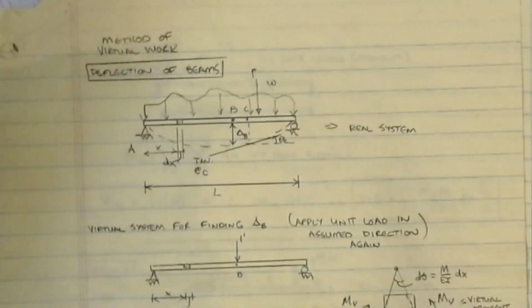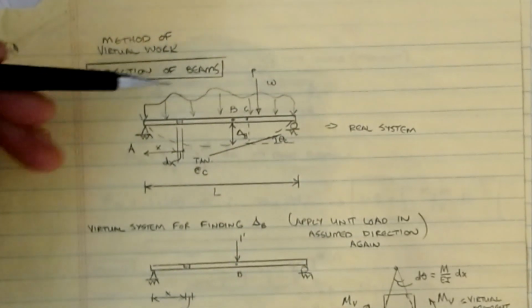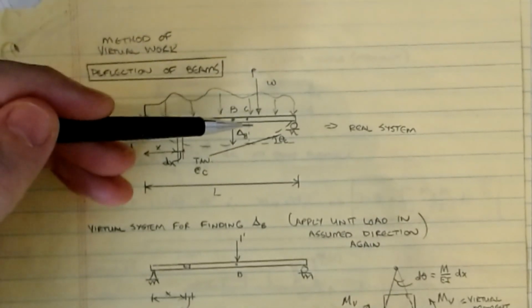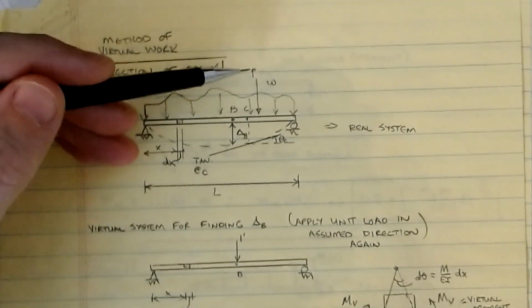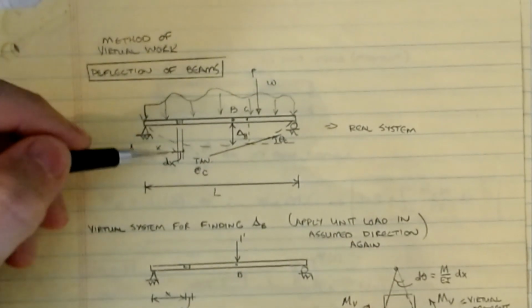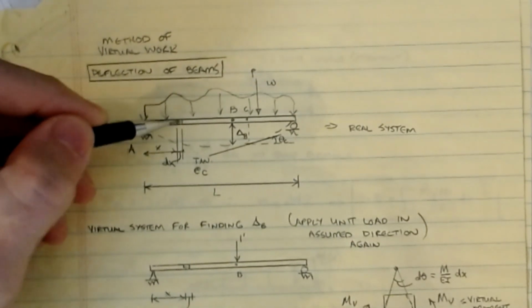All right, so here's what we have. We have a simply supported beam with some arbitrary loading on it. So I've got some distributed load. I've got a force, a vertical force in this guy, and we're going to examine a single element here that has a width of dx and is located at position x along the beam.